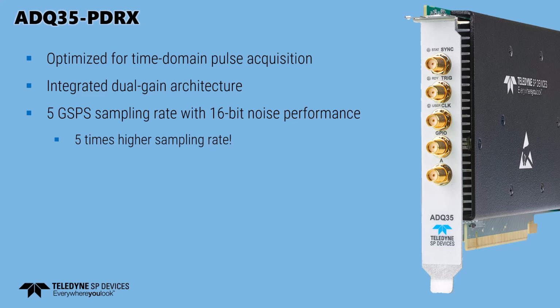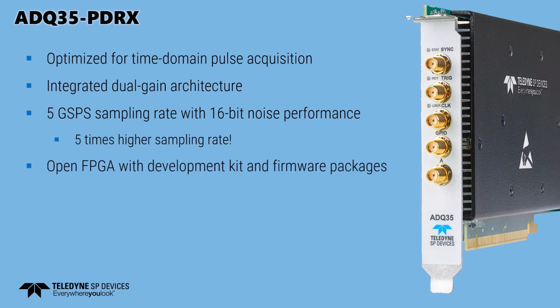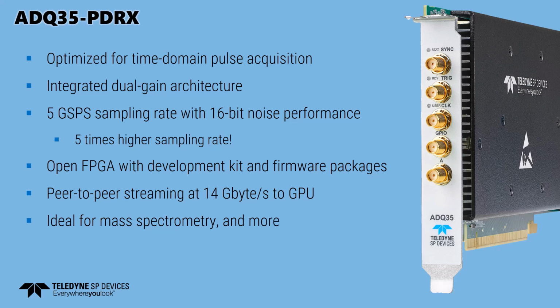ADQ35 PDRX also comes with an open FPGA that can be reconfigured with either custom firmware or ready-made application-specific firmware packages. Additionally, it also supports peer-to-peer streaming at up to 14 gigabytes per second to either GPU for post-processing or SSD for recording to disk. This digitizer is ideal for applications such as mass spectrometry and more.